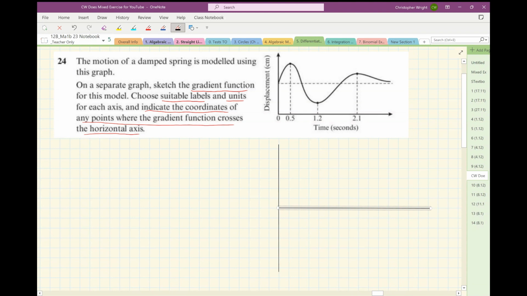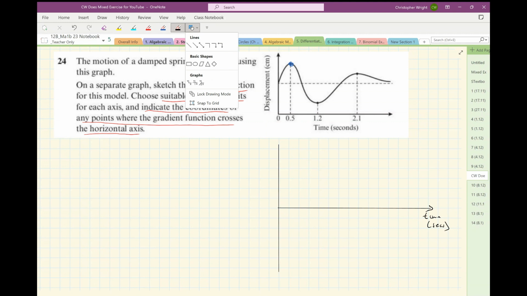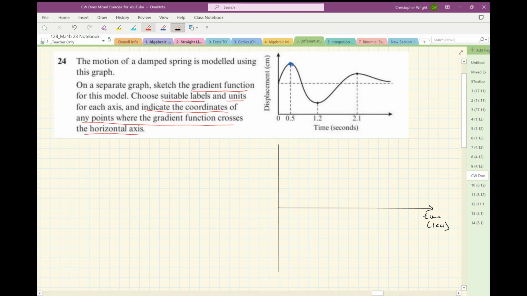Right. Now, what we're going to be doing is drawing the gradient function. The gradient changes with the time. So this axis is still time, and it's in seconds. Now let's have a look. Sketch this gradient function. Now there are several occasions when the gradient is 0. The gradient is 0 there. So I am going to mark, here we go, there the gradient is 0. So you can imagine dotting a line down here, gives me a gradient of 0 here.